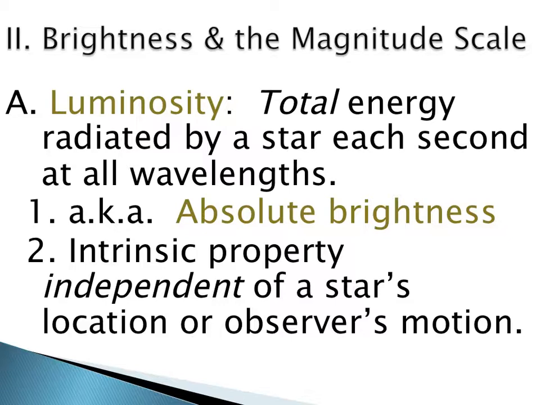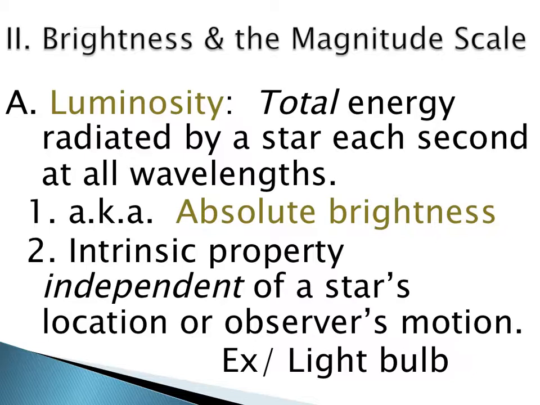I like to think about it like a light bulb. How do we know how much power a light bulb has? Well, it's stamped on the light bulb. It's a 60 watt or a 75 watt light bulb. It doesn't matter how close you are to the lamp that light bulb's in. All that matters is that's how much energy it's going to put out each second, even if you're not in the same room with it. Okay, so this is an intrinsic property of the star. It's luminosity or absolute brightness.